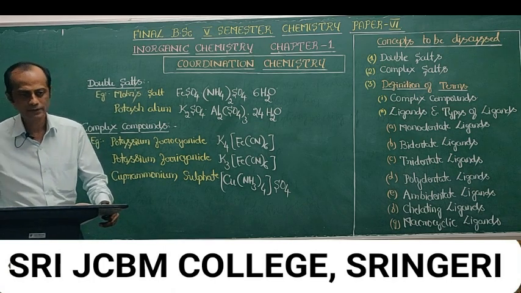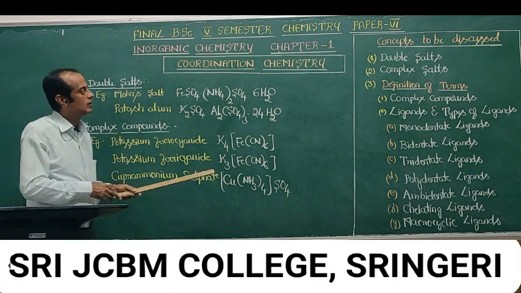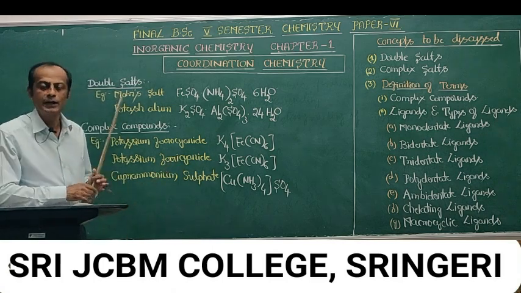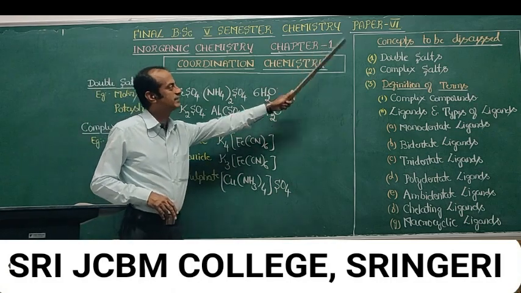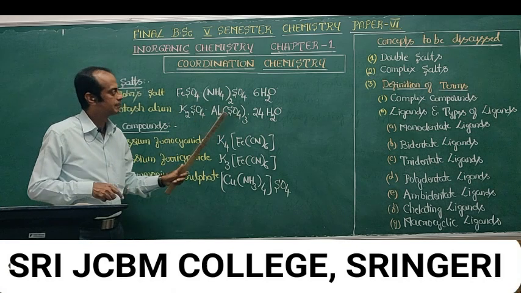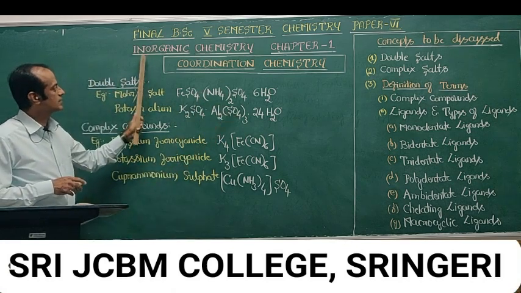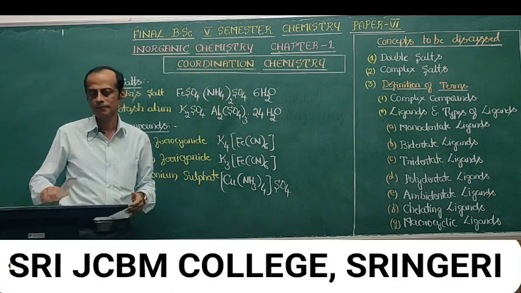2020-21 batch. In 5th semester chemistry, there are two papers, paper 5 and paper 6. In today's class, I am going to take paper 6 chemistry, in that, inorganic chemistry. The first chapter of inorganic chemistry is coordination chemistry.